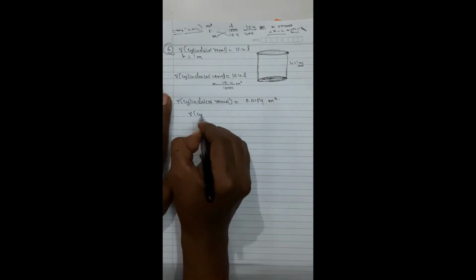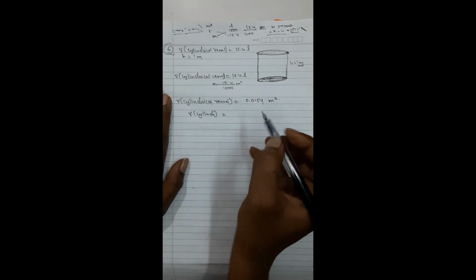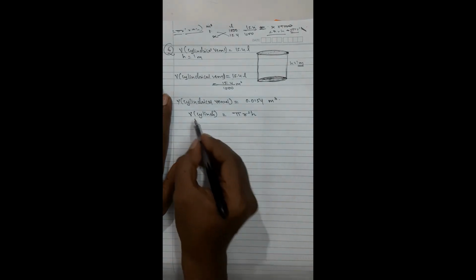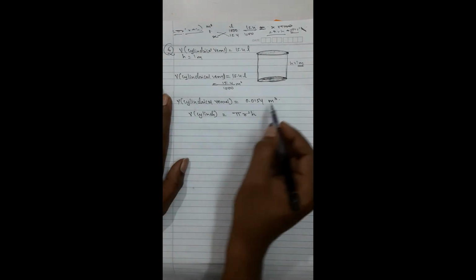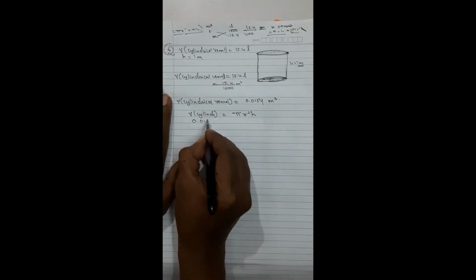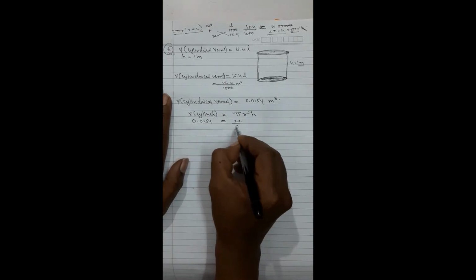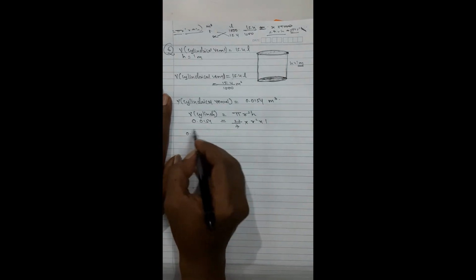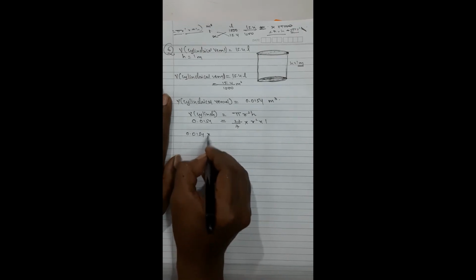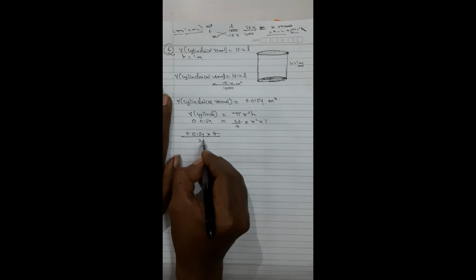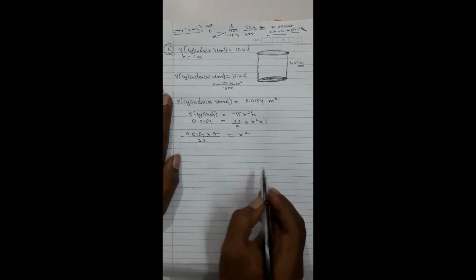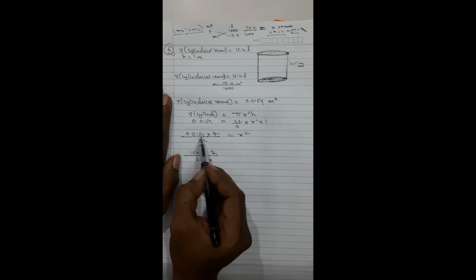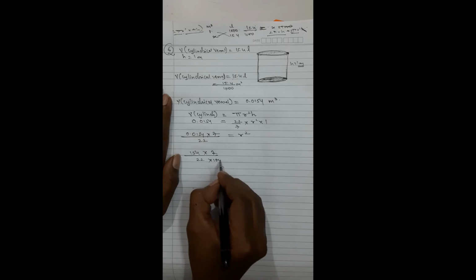The formula for volume of cylinder is pi r square h. So I will get 0.0154 is equal to 22 upon 7 r square into h, and h is 1. So 0.0154 into 7 upon 22 will actually be r square. I will write 154 into 7 upon 22. These are 4 decimal places: 1, 2, 3, 4.